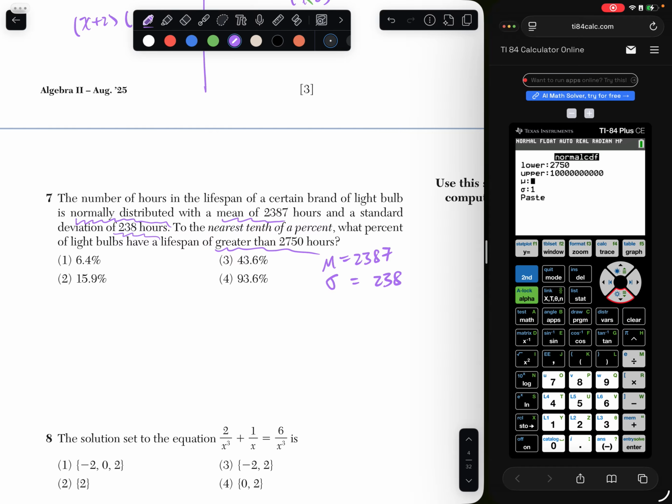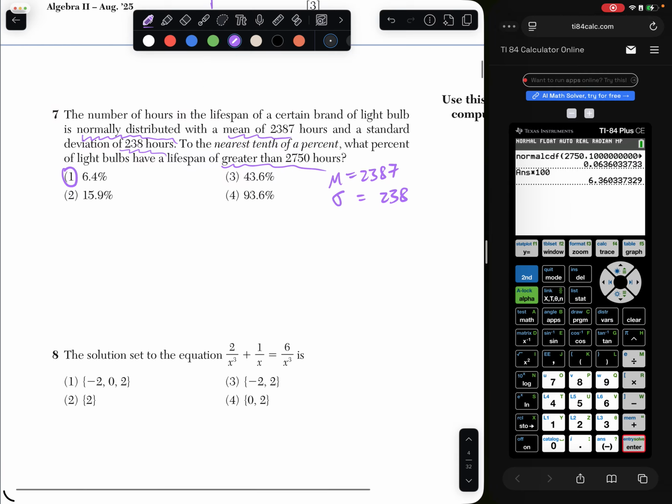And then my mu, which is my mean, given to us by the problem, is 2,387. And then my sigma is 238. And then I'm gonna paste it, and it's gonna do a little bit of calculation for me. And since I wanted it in percent, I'm gonna multiply it by 100, and I'll get that it's about 3.4%.